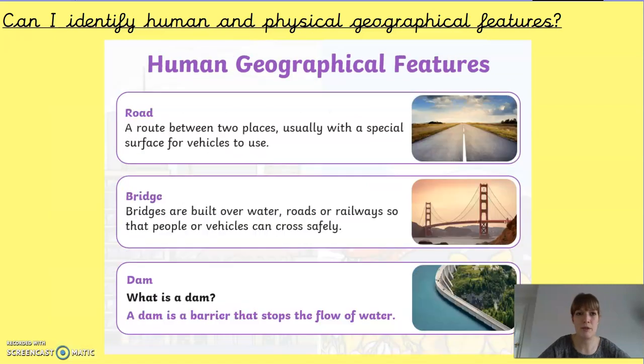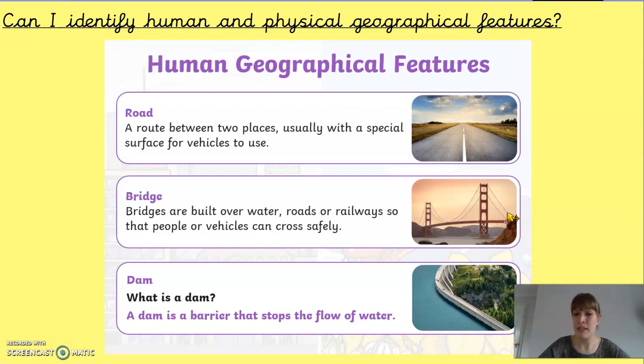Got some more examples for you. Road. A road is something that is made by a person, so it's a human feature. Bridge, okay. We make these to get across water or roads or railways, so people can get to and from places. So they are made, a human feature.